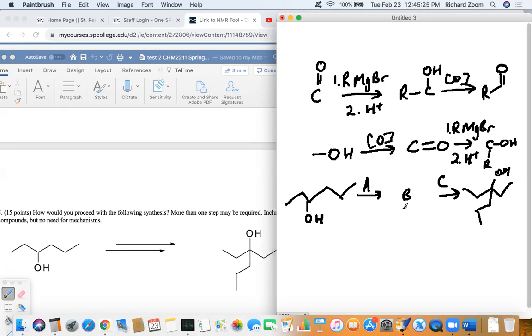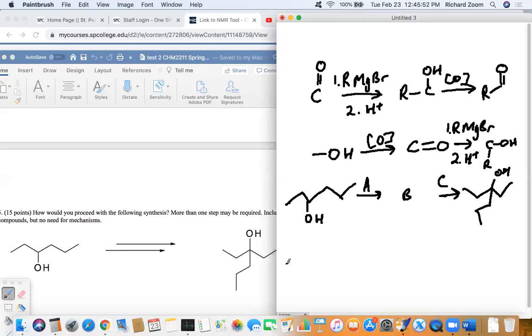And I think you can be pretty sure then that in order to have come up with this alcohol, it would have had to have been the result of addition of a Grignard reagent to a C double bond O. We know this because the compound we have at the end has more carbons in it than what we started with. So we know that a Grignard reagent is somewhere along the way.